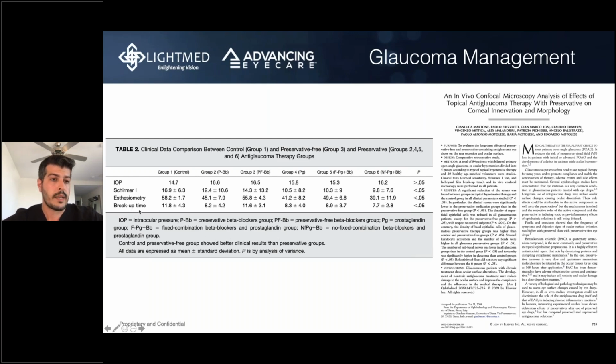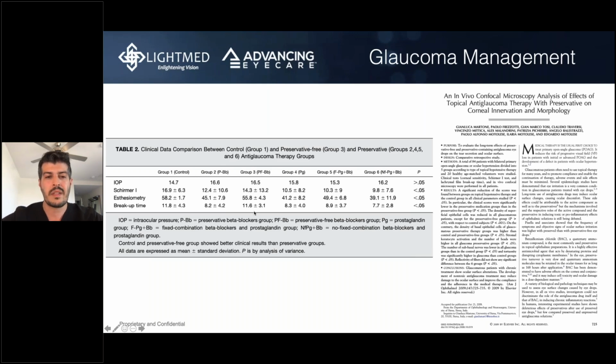And just look at the breakup time. Breakup time means the time it takes for a tear to break up on the surface of the eye. The higher this number, the better. That means the higher the number of seconds that tear stays on your eye as opposed to breaking up or evaporating. With the control group, you see it's about 11.3. As soon as you add timolol, this number goes to 8 seconds. So that ends up affecting their ocular surface. With preservative-free, it goes back up to 11.